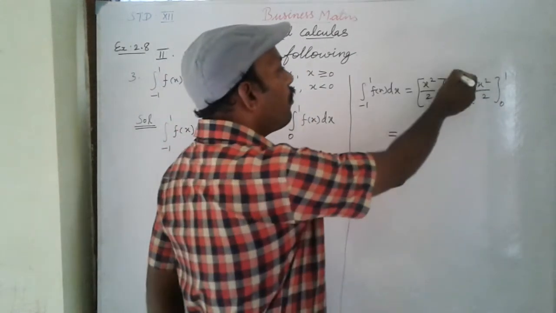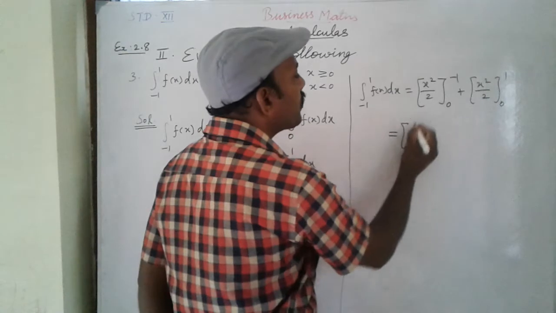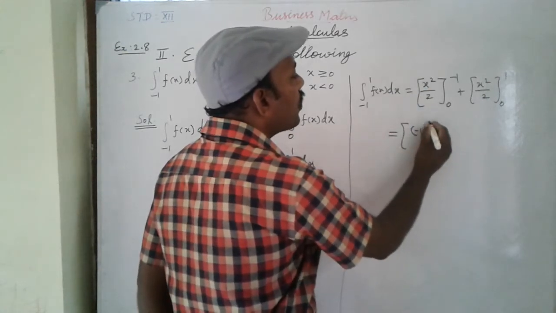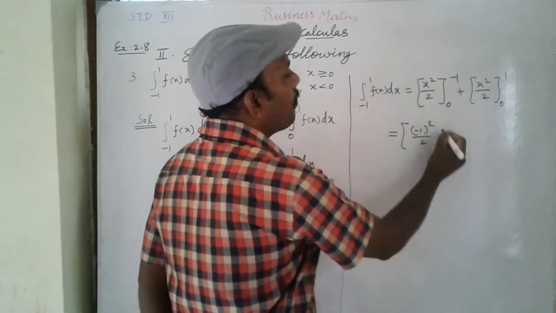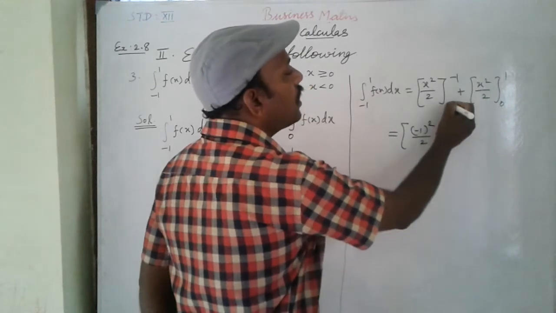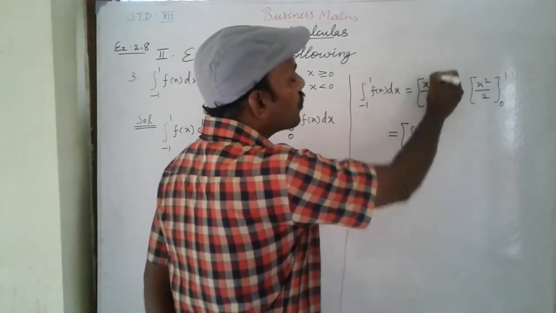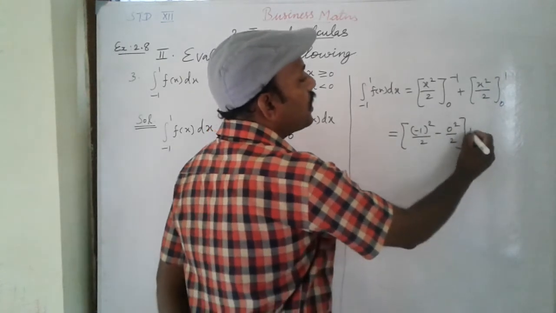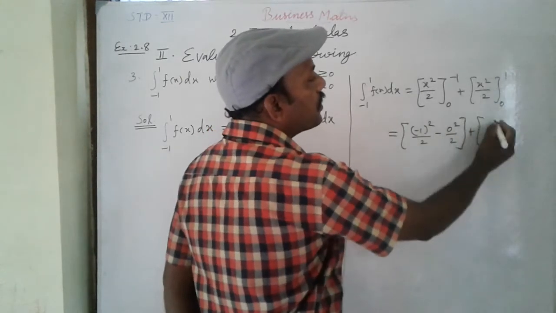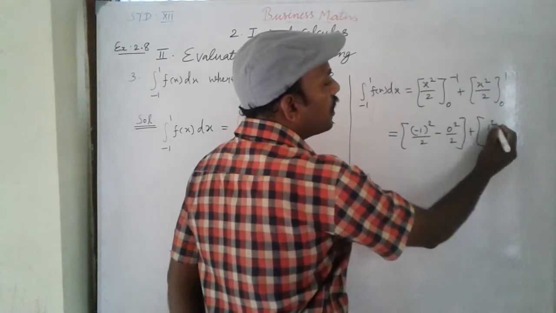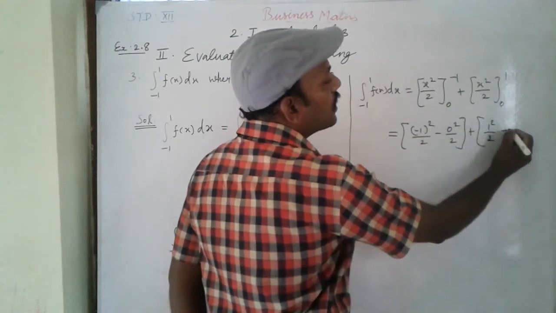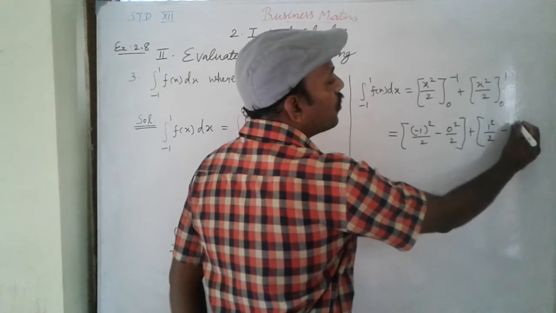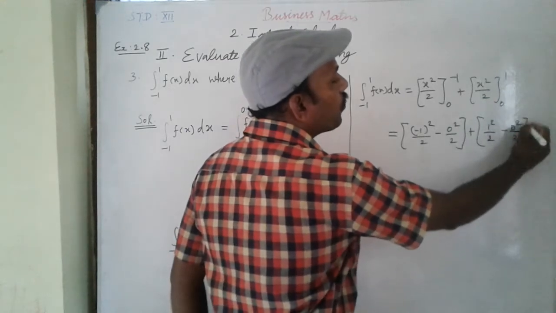The first limit is minus 1, so we substitute minus 1 whole square divided by 2. Next minus is a symbol; the second limit is 0, so 0 square divided by 2. Next plus, substitute the limits: 1 is the first limit, so 1 square divided by 2, minus the second limit 0, so 0 square divided by 2.